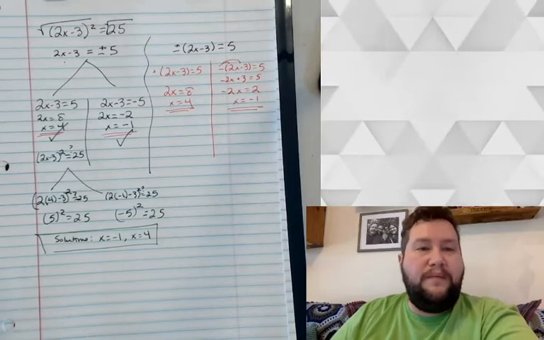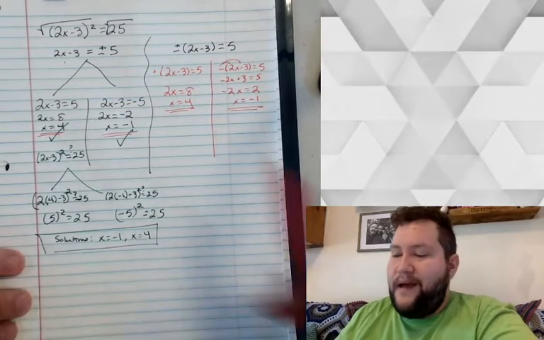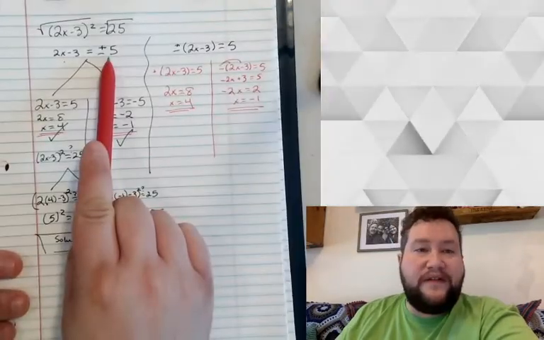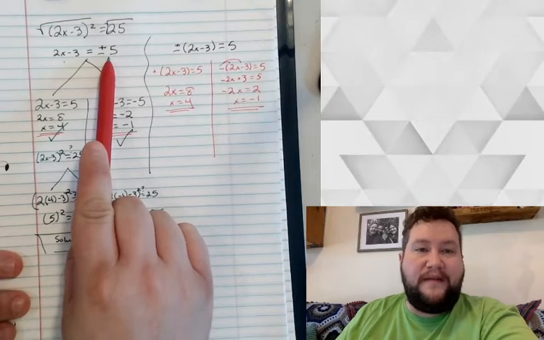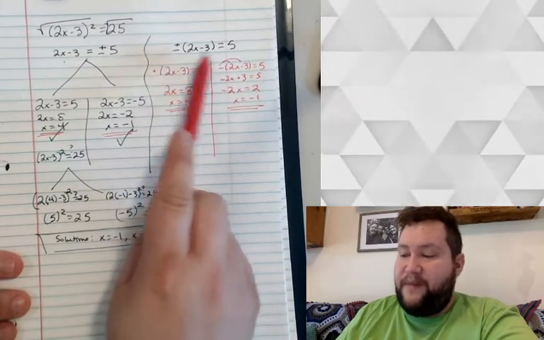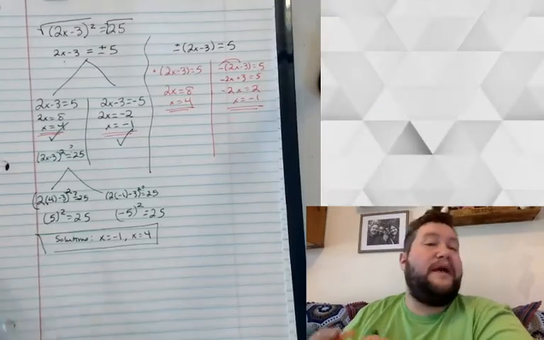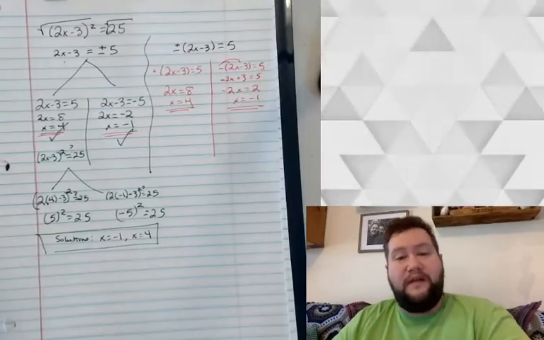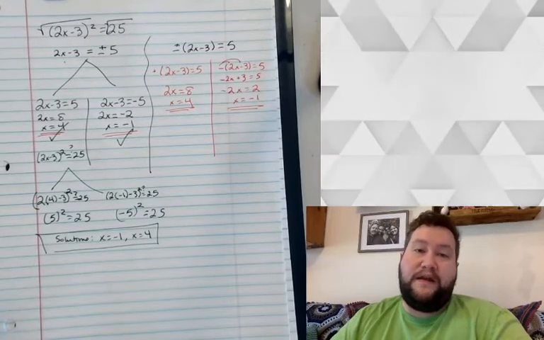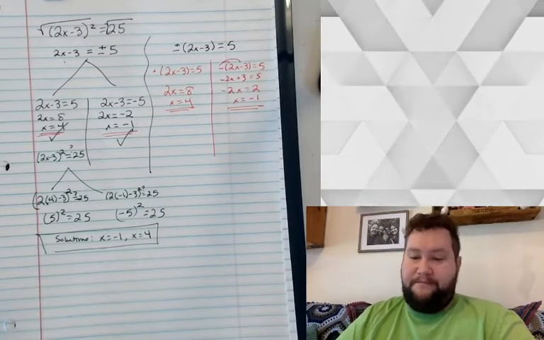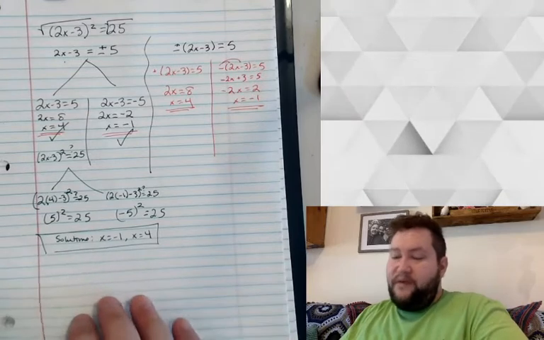So it doesn't matter where you put the plus or minus. I would say it's often easier to just stick it on your constant term that's by itself. Otherwise, you're going to have to remember to distribute that negative through. But it doesn't matter to me which way you proceed, as long as you remember to introduce the plus or minus. And so that's our square root method.